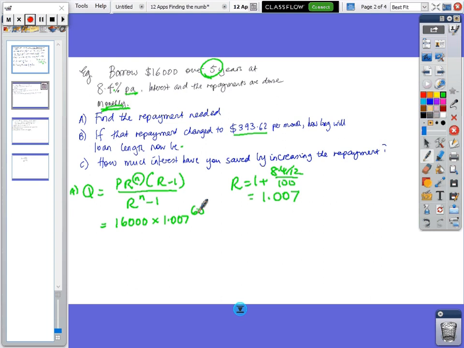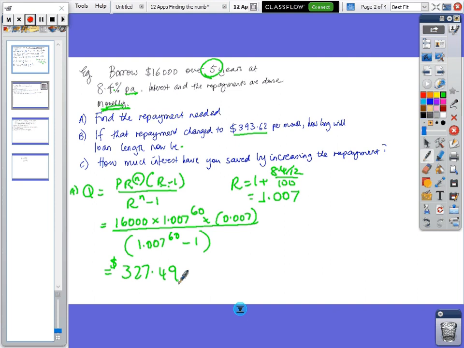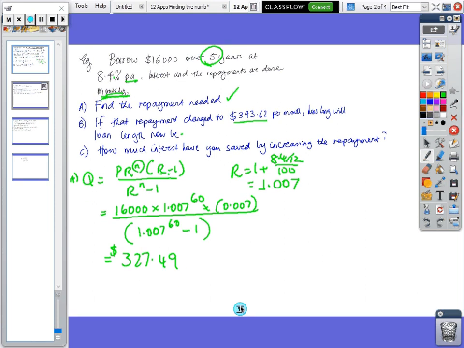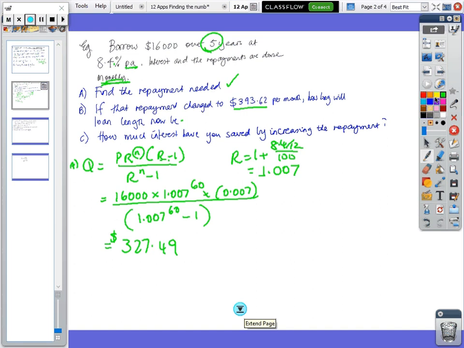R minus 1 just means cross off the 1, so it's 0.007 divided by 1.007 to the power of 60 minus 1. Again, don't forget, on your calculator, put the bottom number in brackets, and when you do that, you should get $327.49. So can you just make sure you get that answer for the first part, and then that's the answer to part A. Okay, so we're going to look at part B.